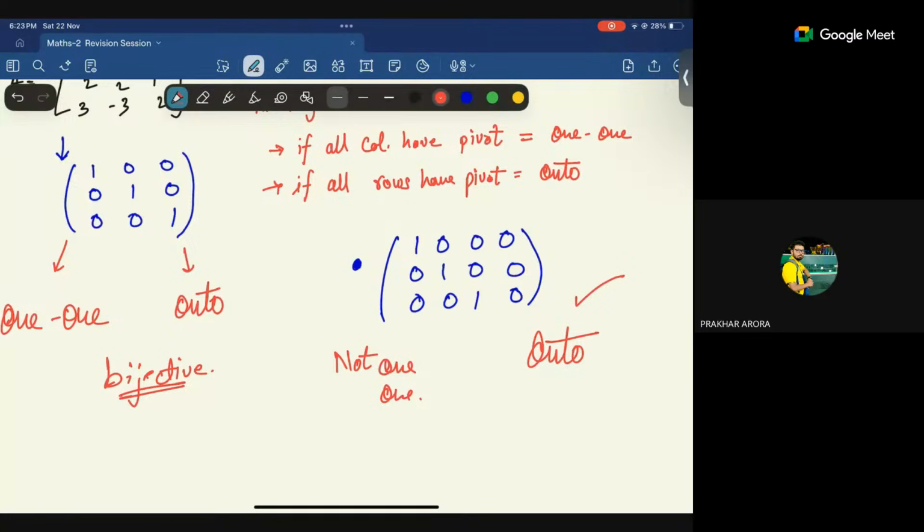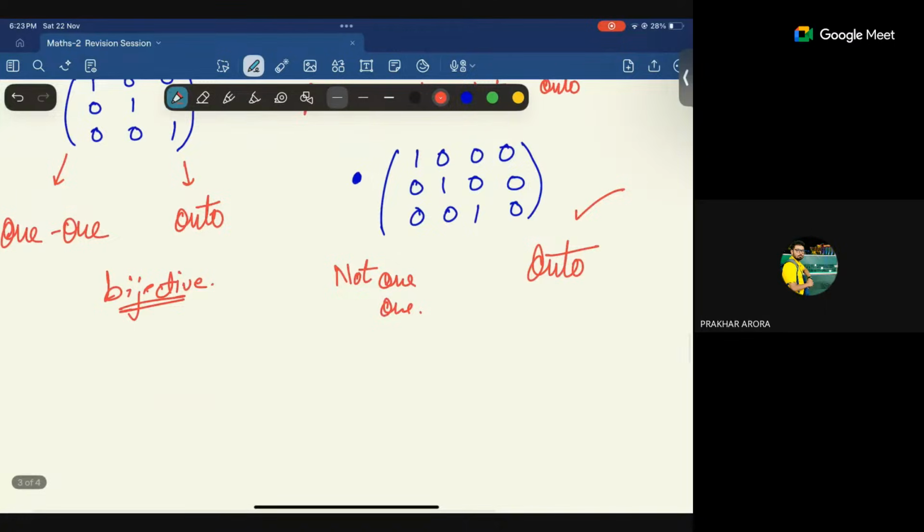That's it, done. Now the question is, this is the RREF form. Is this 1 1 and onto? Let's check quickly. This is 1 1, onto, done.